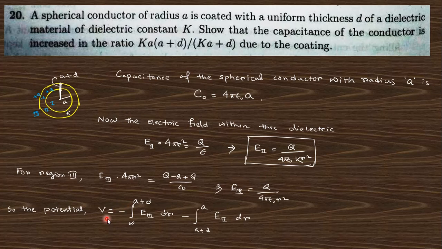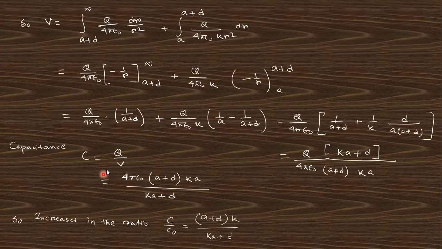So in region 3 there will be an electric field like that, and in region 2 the electric field will be like that. The potential will be the integral from minus infinity to a plus d, and from a plus d to a. These two portions make up the potential. Put in the values of these two electric fields and integrate, and you get the potential expression. After that the capacitance is q by V. Put in the potential and you get this expression, and if you write it in ratio form, you will get this answer.